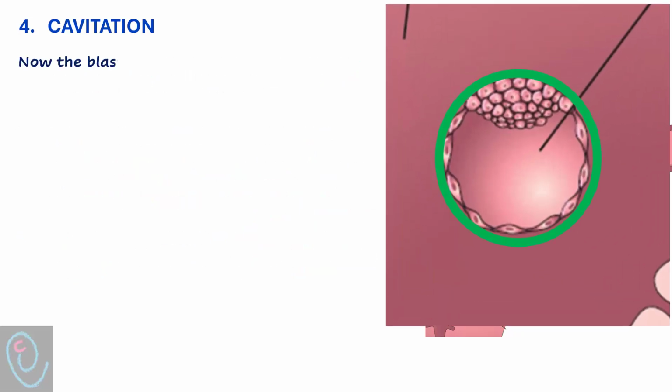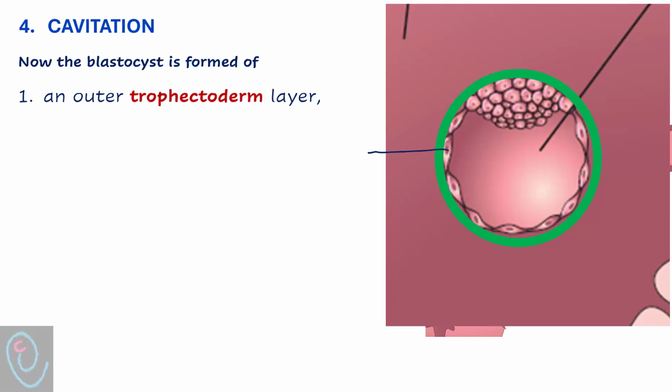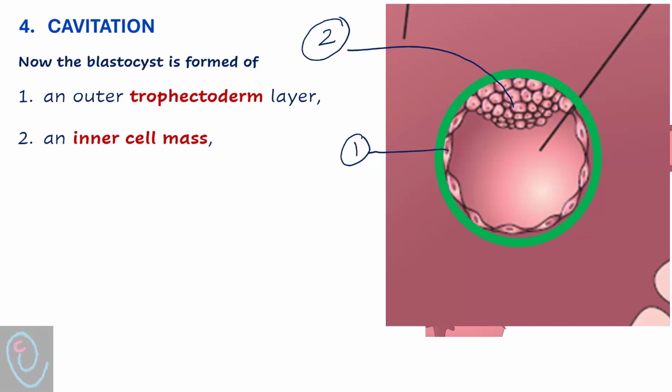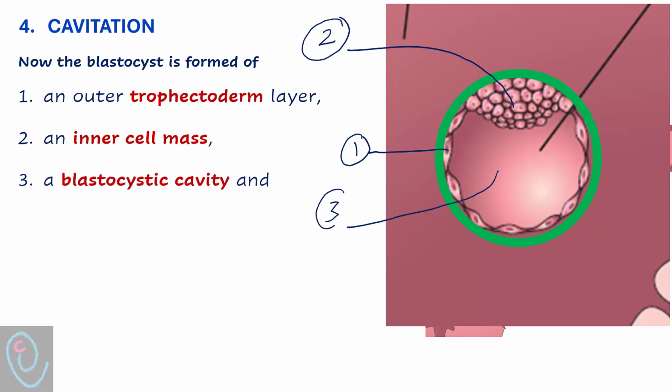Now the blastocyst is formed of an outer trophoblast, an inner cell mass, a blastocystic cavity, and is surrounded by the zona pellucida.